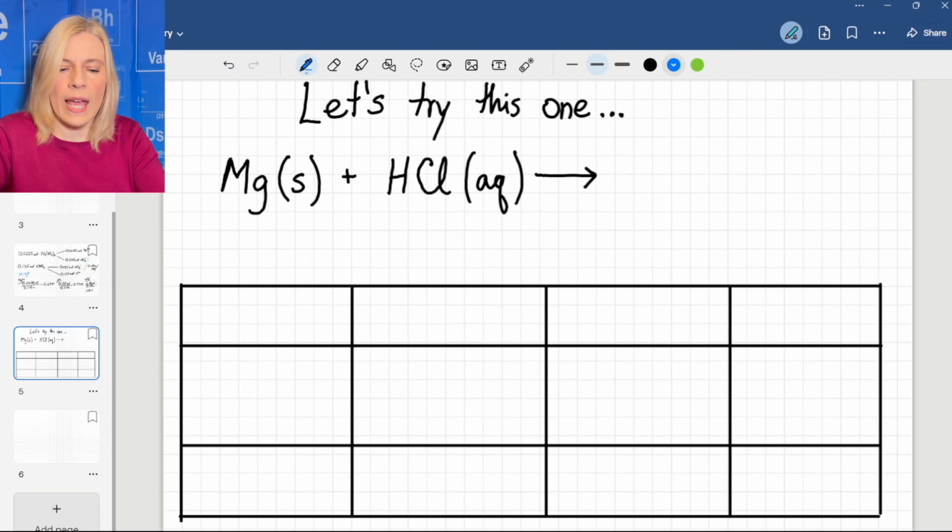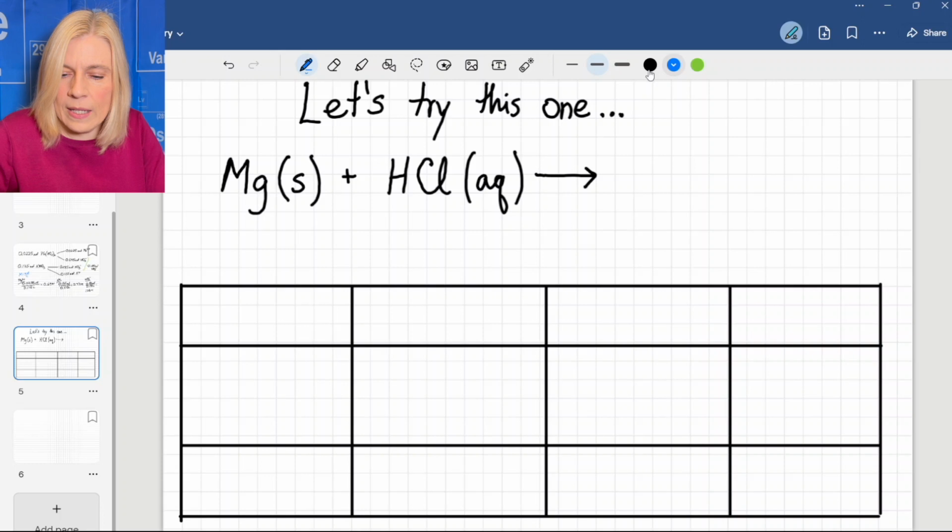So here we have our magnesium ribbon stuck into some hydrochloric acid solution. Let's come up with what my product is. So what type of reaction is this? Do you remember? Single replacement reaction. So what will switch places with what? We check our activity series, and magnesium is above hydrogen. Magnesium wants to be ionic. Hydrogen wants to be neutral. So magnesium and hydrogen will switch places, yes?